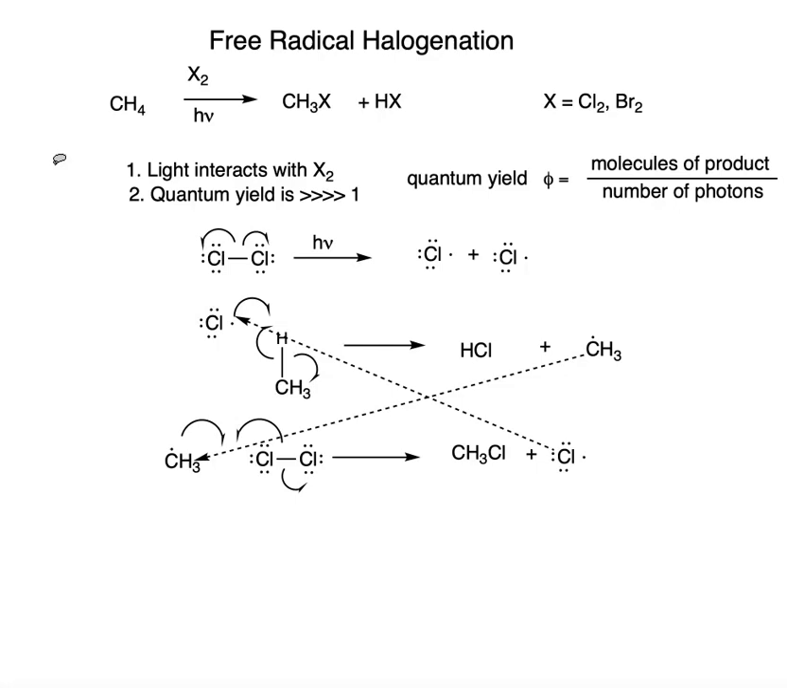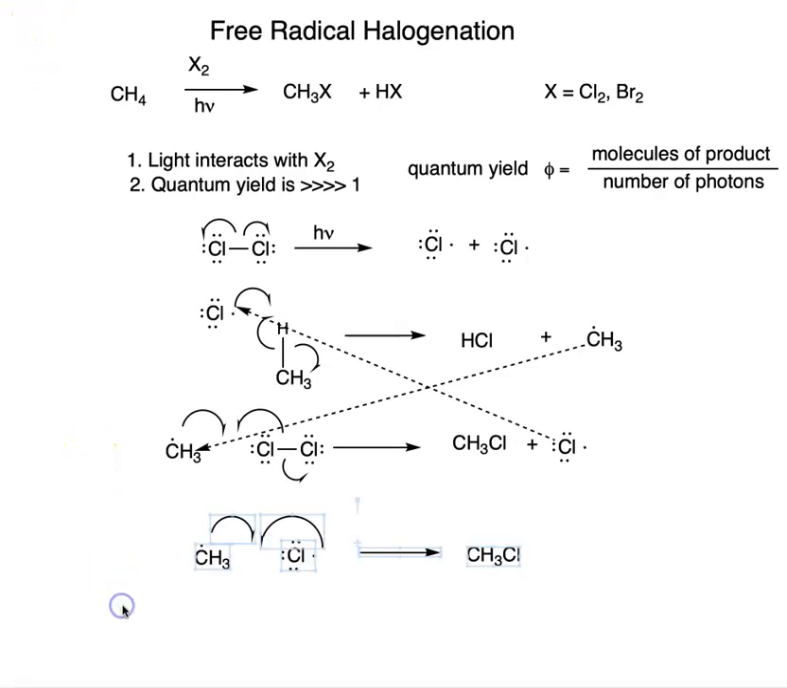If we look at the other possible way of forming a product, where one alkyl radical and one chlorine radical come together to form my product, that does give me a molecule of product, but it doesn't give me a chain reaction. One photon, in this case, gives me one product molecule. It doesn't give me a quantum yield that's greater than 1. So on your exam, on your quiz, you're going to be very tempted to write as your third step this one right here. Don't do it, because this is going to be wrong. You want to make sure you pick the right steps.